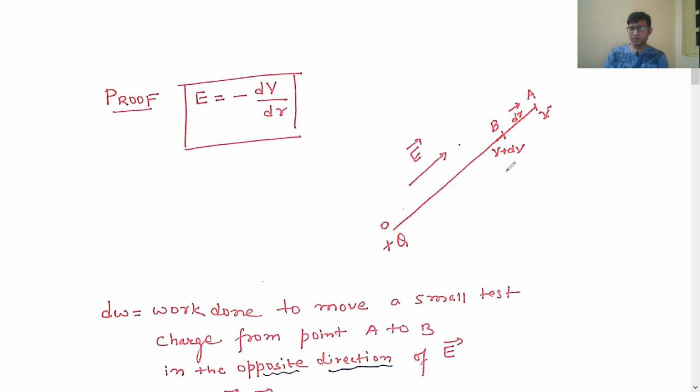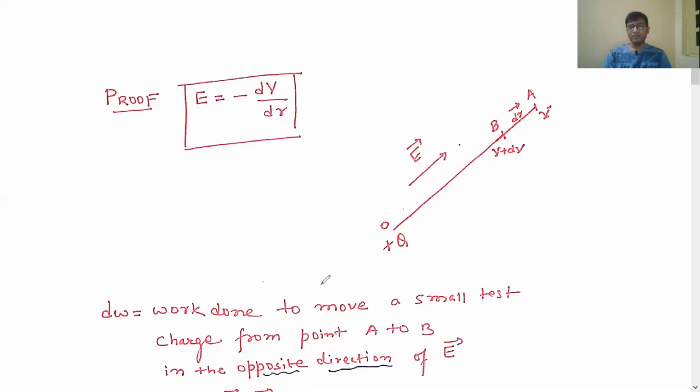Which point will have the higher potential? Of course, it would be B, because it is near to the plus q charge. So here I suppose that this is V plus dV and this is V. As the difference is not very high and the distance between them is not so high, we suppose that the potential difference is very small here, dV.